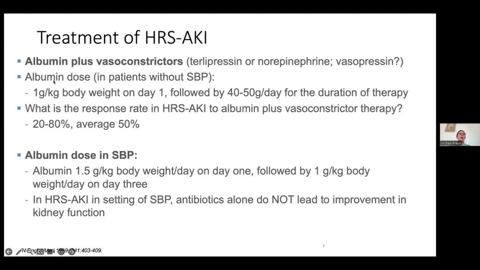So just to make sure I don't confuse you here, maybe I went through that a little bit too fast. There's different albumin dosing for patients with SBP. SBP is 1.5 grams per kilogram on day 1, and then 1 gram per kilogram on day 3. And if someone has HRS-AKI but doesn't have SBP, then you would basically give them albumin every day. And honestly, I usually do 25 grams Q6 hours or Q8 hours. I don't think there's very good studies.